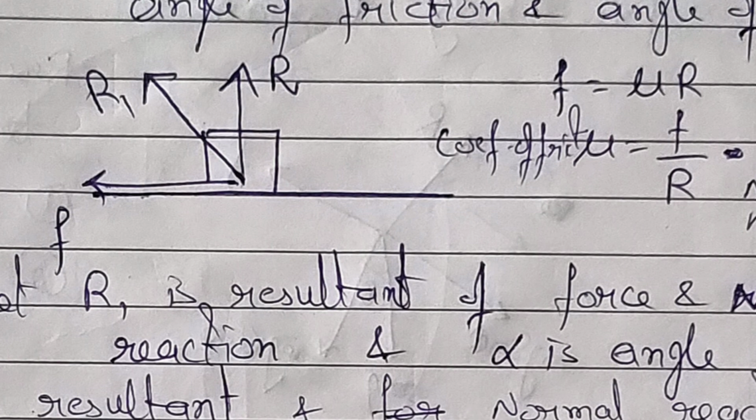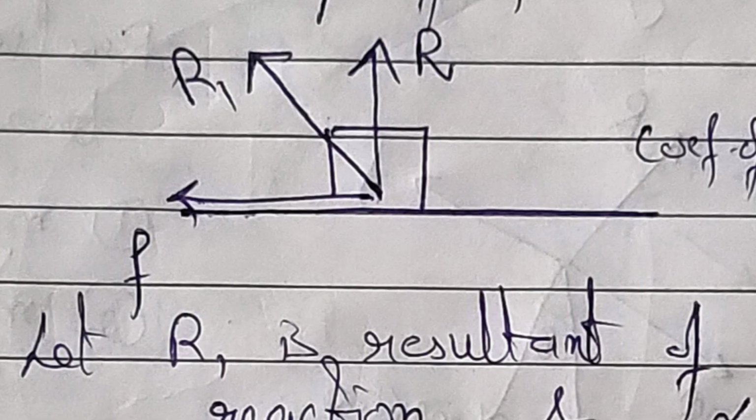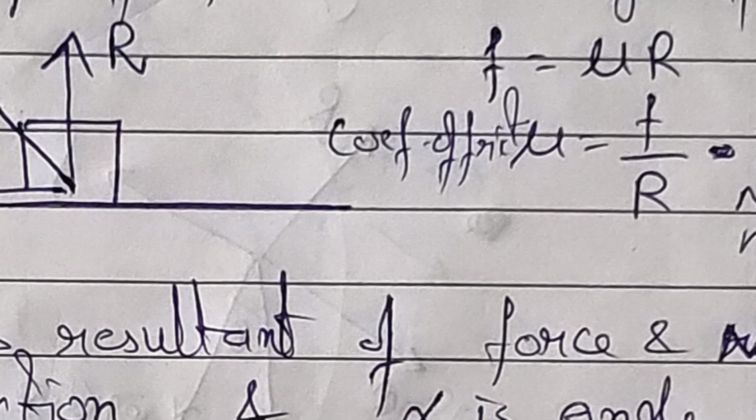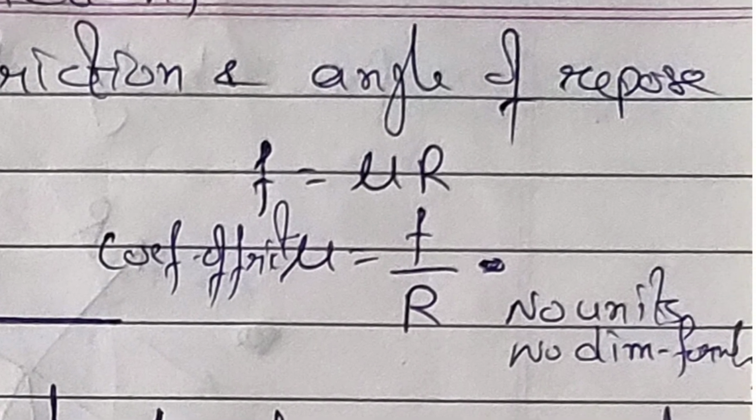See, if a body is moving in the forward direction, a friction force will act in the opposite direction. The normal reaction R is acting, and let us take the resultant of the normal reaction and the force of friction, and that is equal to R1. So now the angle between R1 and R is called the angle of friction. And let me define now the force of friction.